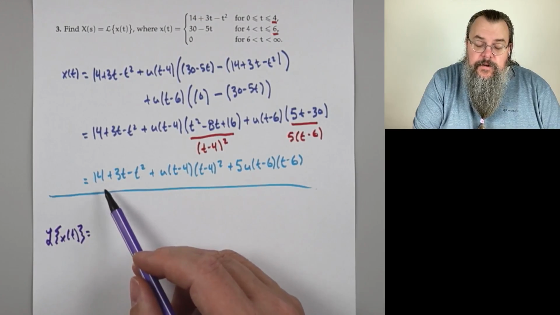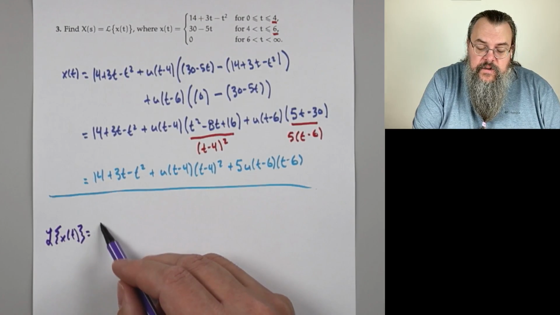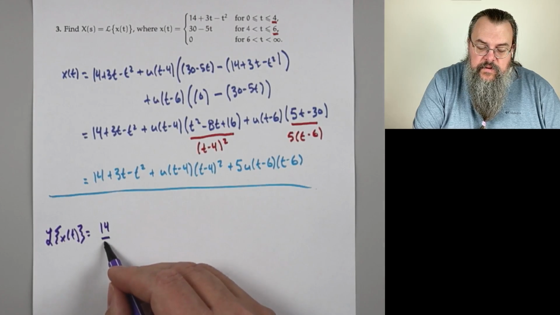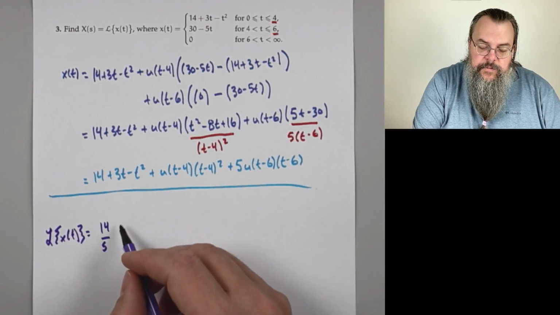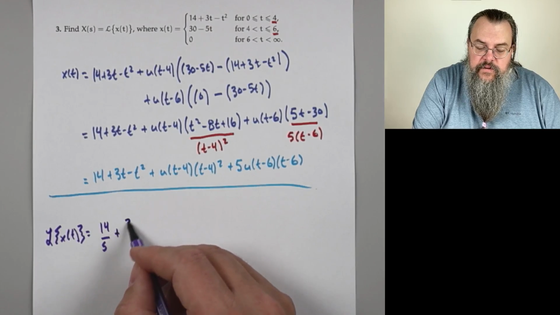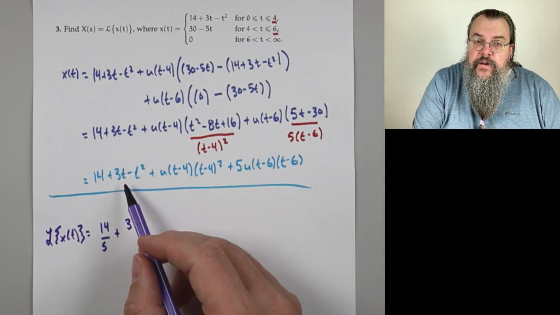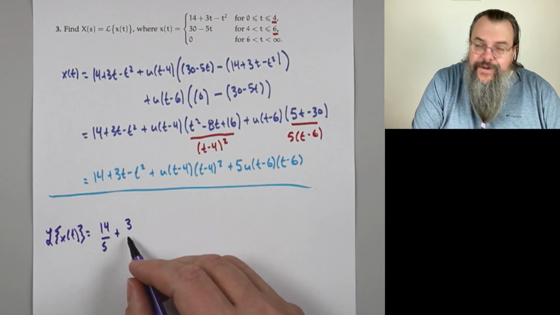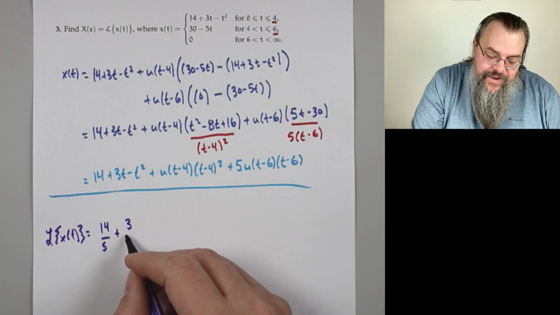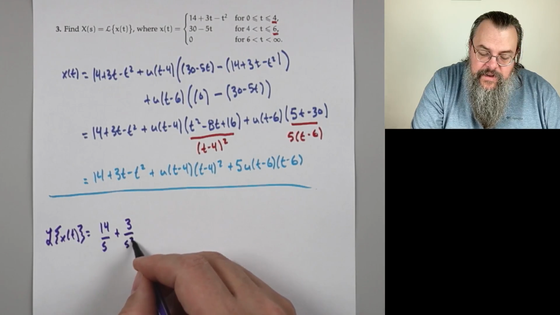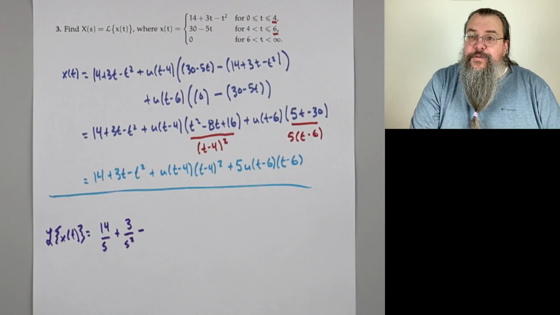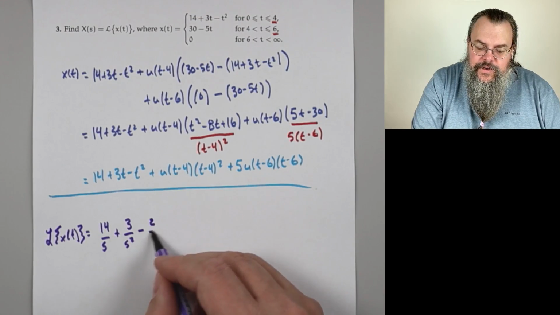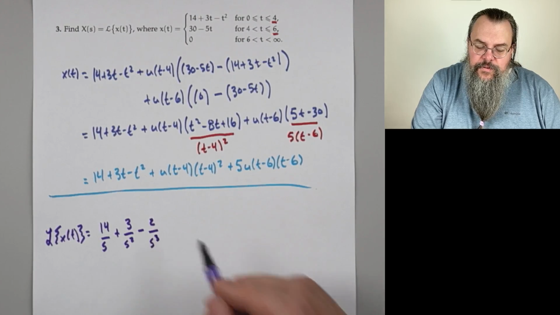Okay, so 14. Well, 14 is a constant. So we can think of 14 times the Laplace of 1, which is 1 over s. Okay, no problem. And then we have 3, and then we have the Laplace of t. Laplace of t is 1 over s squared. See, I got ahead of myself in my head. Very dangerous thing to do. This, by the way, is a great time to pull out your formula sheet. Laplace of t squared is 2 over s cubed.